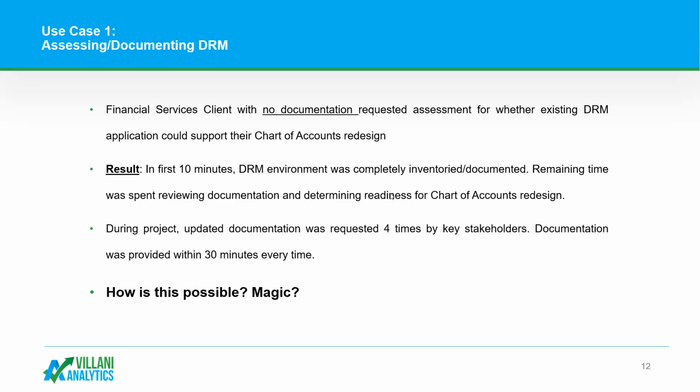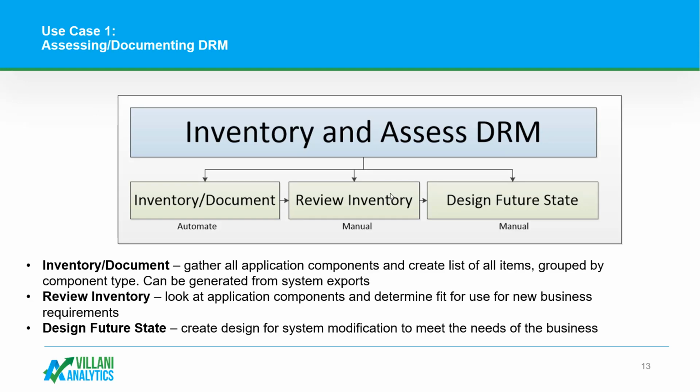So, how is this possible? Do we have some dark voodoo magic that we're casting in order to complete these tasks? You should probably know the answer to that is no. How we do it is we use technology, we break down the tasks into subtasks, and we automate the pieces that we can. Right. So when we think about inventorying and assessing DRM, there are 3 main components to that.